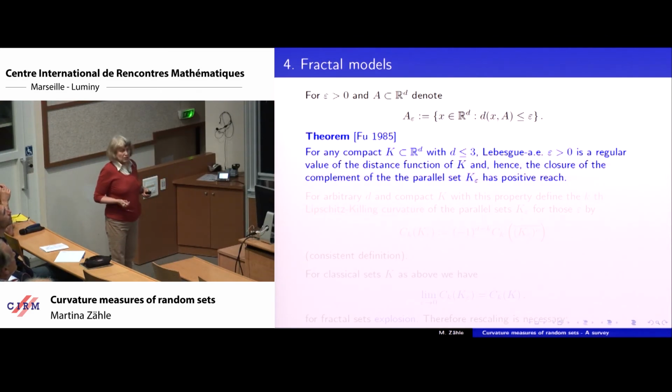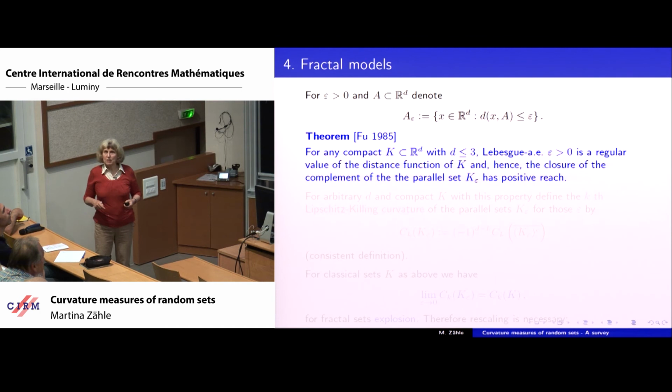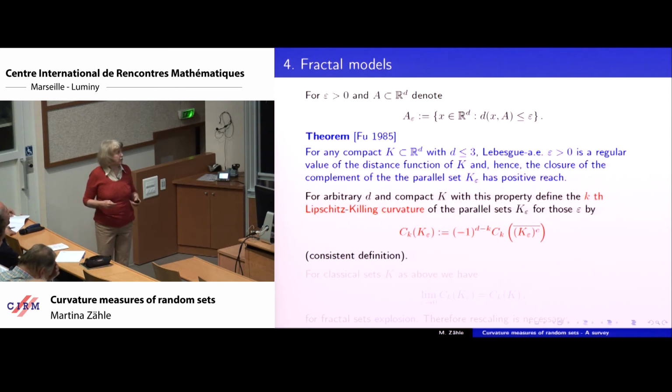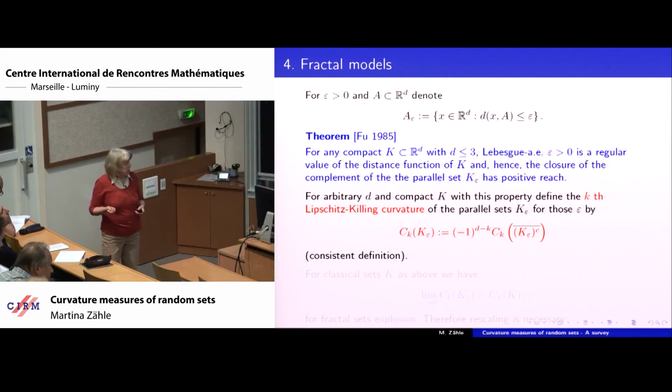Namely, in low dimensions, up to dimension d equal to 3, if you take any compact set, an arbitrary compact set, and take the epsilon neighborhoods, then it is true that for Lebesgue almost all epsilon, the epsilon neighborhoods do not have positive reach, but the closure of the complement has positive reach. Here, K_epsilon is the epsilon neighborhood, and then take the complement of K_epsilon at the right-hand side.